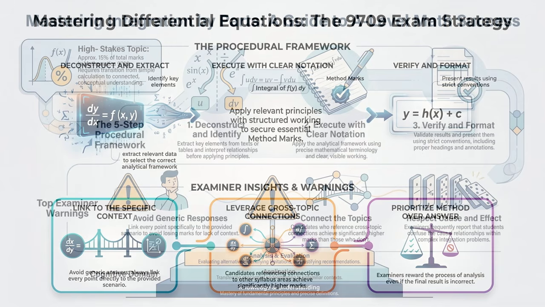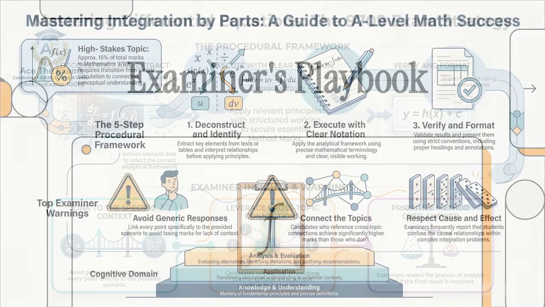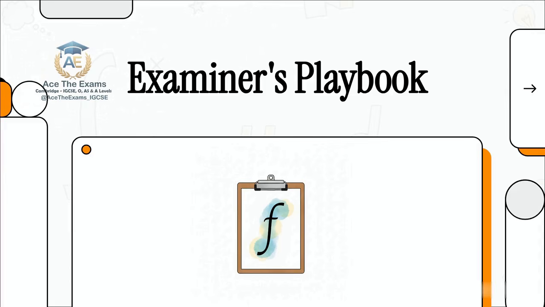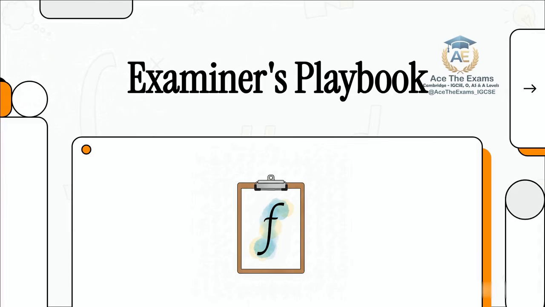All right, welcome back to the Explainer. Today, we're taking complex syllabus jargon and turning it into a clear, structured game plan. We are diving deep into Cambridge AS and A-level mathematics. Specifically, we're cracking open the examiner's playbook for topic 3.5, which is integration by parts, for syllabus code 9709.